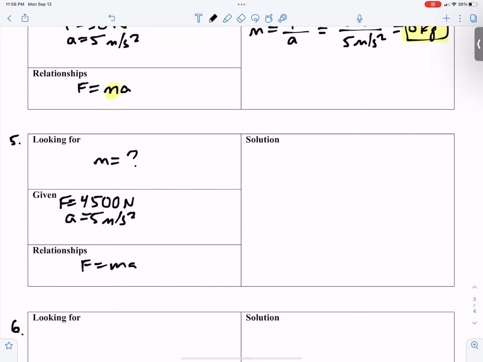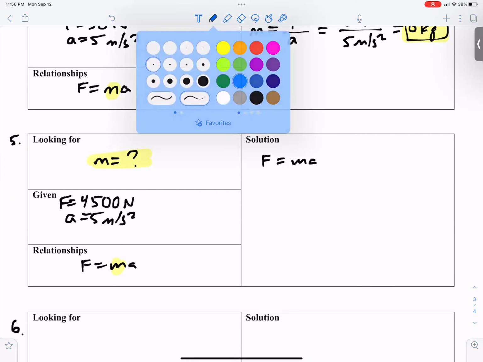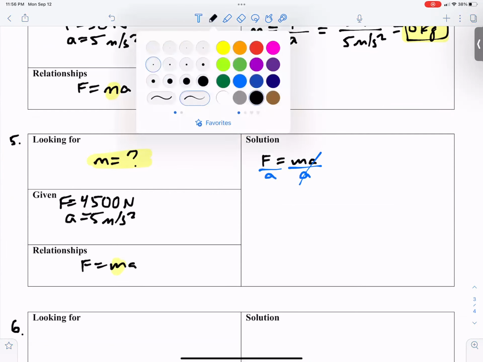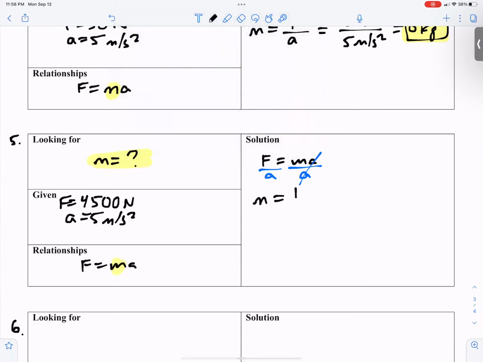Okay, start with the main equation. You can see we're solving for mass. You're going to have to isolate the mass. We can do that by dividing by A, just like we did in the previous problem. So M is equal to F over A. The F is going to be our 4,500 newtons. And the A is going to be 5 meters per second squared.